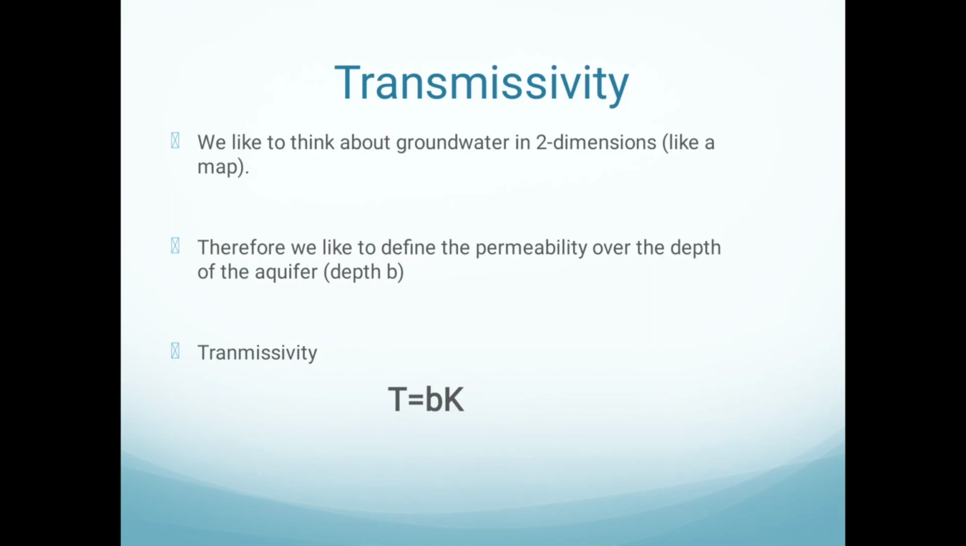Next one, transmissivity. We like to think about the groundwater in two dimensions like a map. Therefore, we like to define the permeability over the depth of an aquifer. Transmissivity T = Bk. These are all the properties of aquifers and types of aquifers.